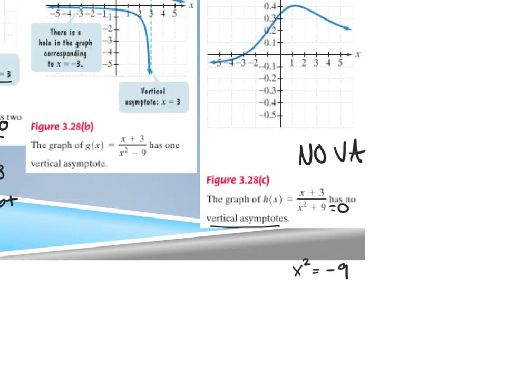Because if you think about it, will this denominator ever equal 0? Can we ever get x squared plus 9 to equal 0? Nope. X squared is always going to be a positive number, or 0. And then if you add 9 to it, it's always going to be a positive number. So we will never get this to equal 0, so we have no vertical asymptote.